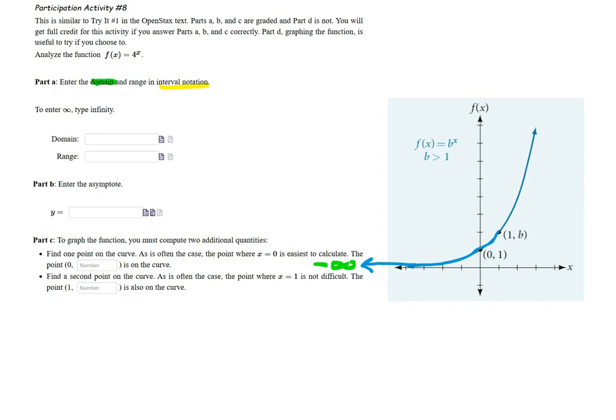Now when it's going to the right, it looks like it's only going uphill, but see how as it's going uphill, it is moving further and further to the right? So eventually, in that direction, it'll stretch all the way to positive infinity. So my domain here is going to be from negative infinity to positive infinity.